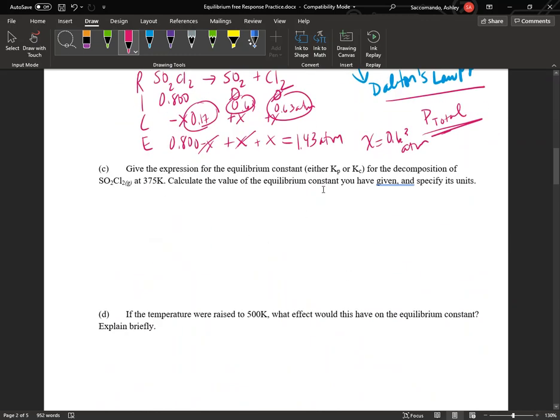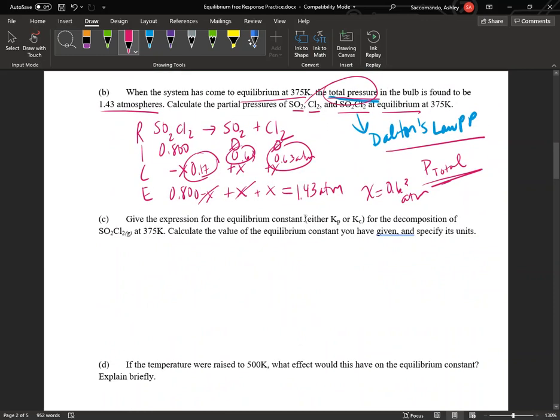Give your equilibrium expression, calculate the equilibrium constant. And here, because you have everything in pressure, I would go for Kp. That's what I would do.